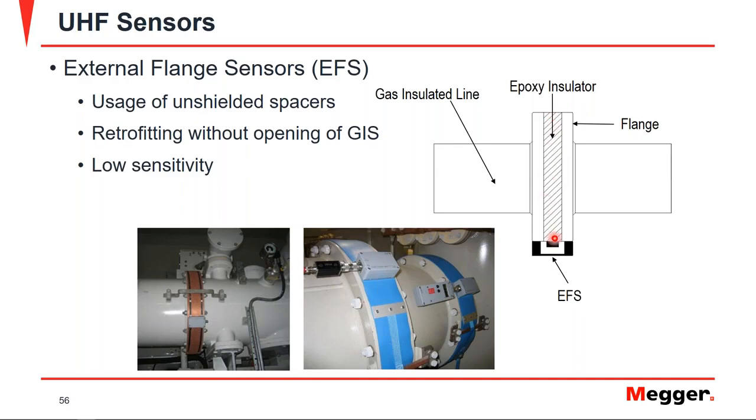insulators here, where we can add these external flange sensors, as seen here and here, to actually decouple the partial discharge activity. Now, since they're on the outside of the GIS system, this does result in a lower sensitivity, but still allows for the versatility of installing these on pre-existing GIS systems.